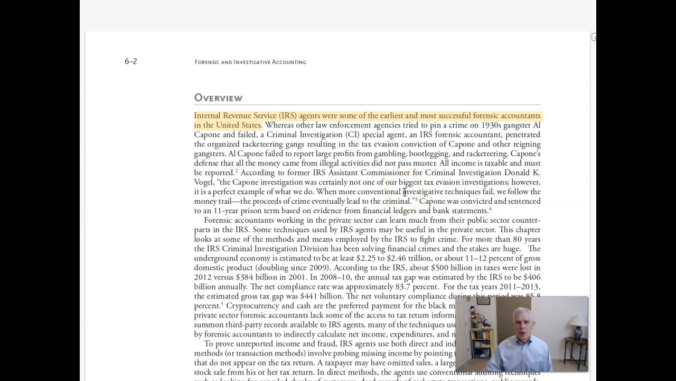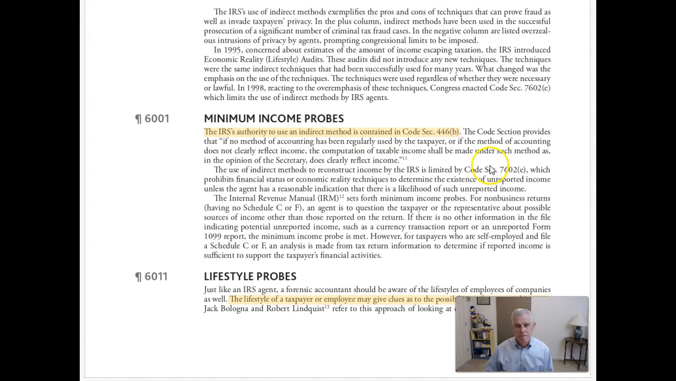Now, the first part of this chapter talks about what the IRS uses to find people who are committing tax fraud, not reporting the income. Look at this very first line: The IRS and their agents were some of the earliest and most successful forensic accountants in the United States. For years, the IRS has had to worry about tax evasion. That's the illegal part of not paying your taxes. And they've come up with quite a few techniques to try to prove or disprove if someone is actually committing tax fraud. So let's see, a page or two. Yeah, right here.